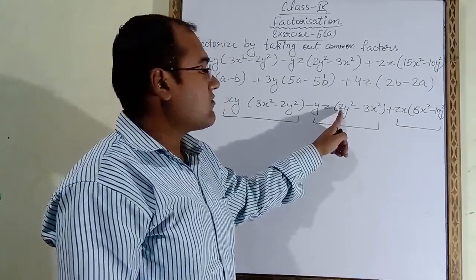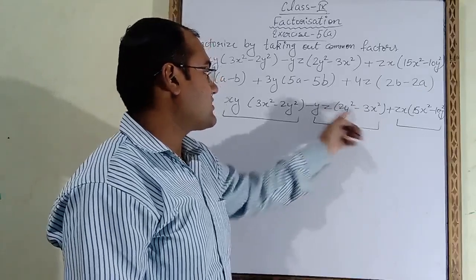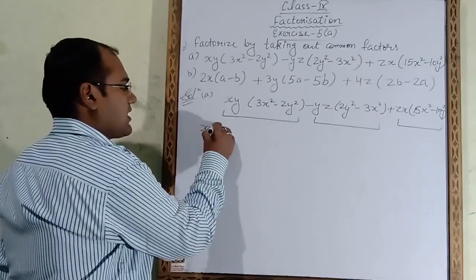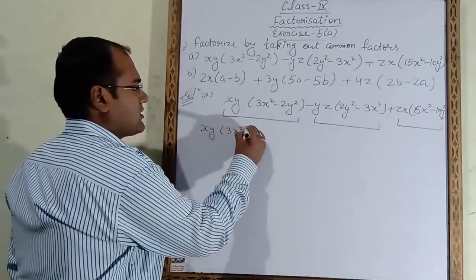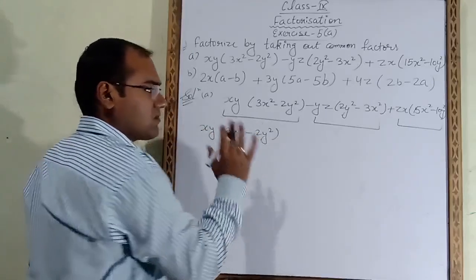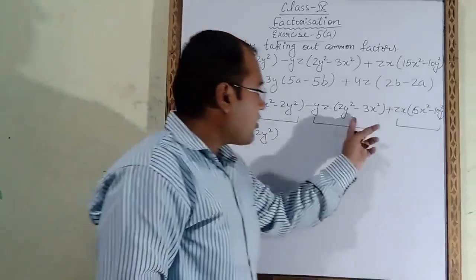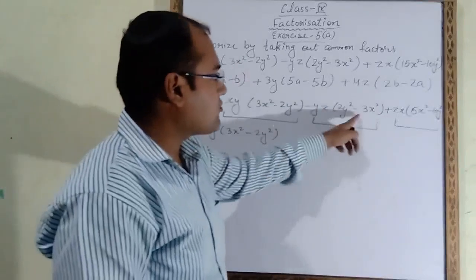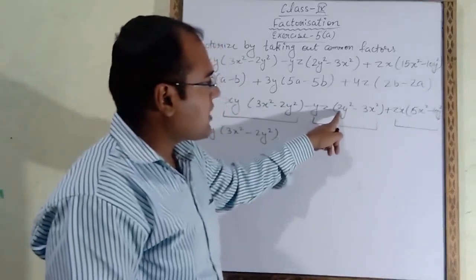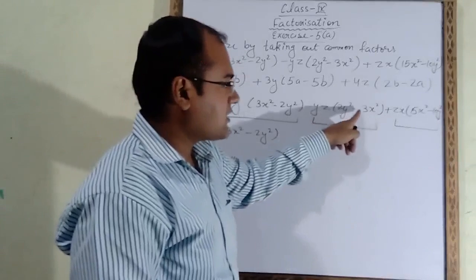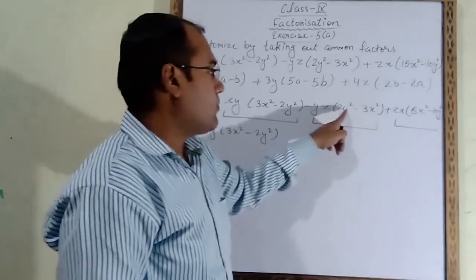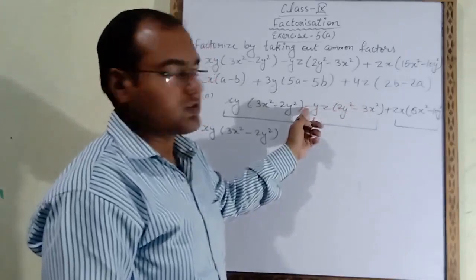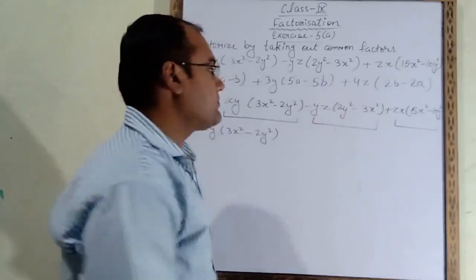So what do we have to do? First of all, we have to make the same sign as we are getting here. First term we will write as it is: xy into 3x square minus 2y square. Now in order to make the same sign here, we have to change the sign. The sign of 2y square we have to make minus, and the sign of 3x square we have to make plus. So both signs we have to change. So we will change the outside sign also. We will take minus common.